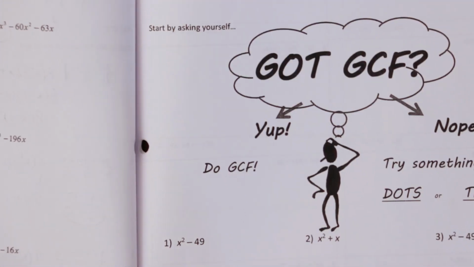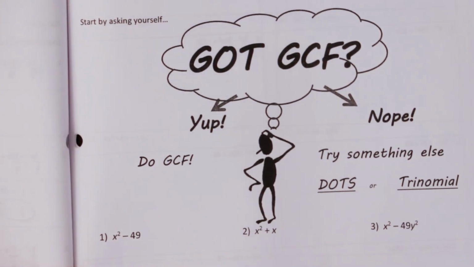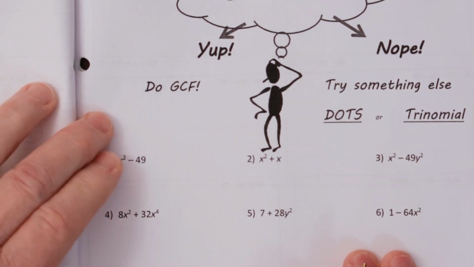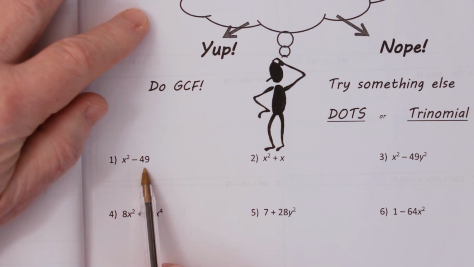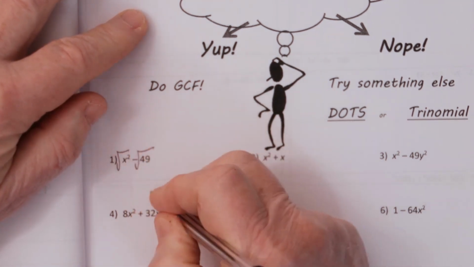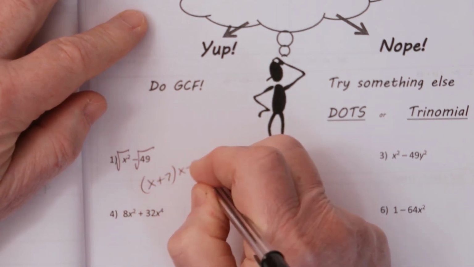All right, so let's take a look at page 47 and see what we got going on there, just so we can talk about this one more time before I turn you loose. And on page 47, we have a dots problem. Okay, so you got a GCF, don't you have a GCF? What are you doing? So this is just a dots problem. So you're going to do a square root and a square root, x plus 7, x minus 7.